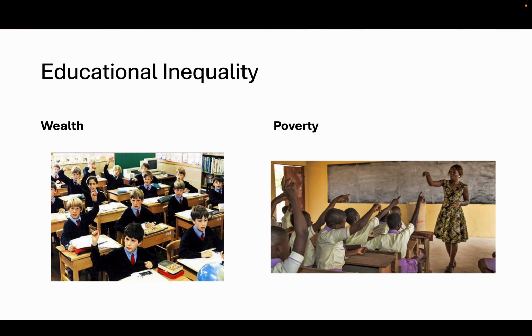This creates a cycle where children from marginalized racial groups have fewer opportunities to succeed, even when they work just as hard. Education should be a ladder of mobility, but racial inequality in school funding and access often keeps people in the same class position for generations.